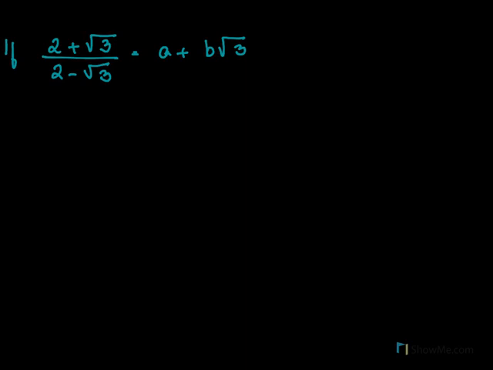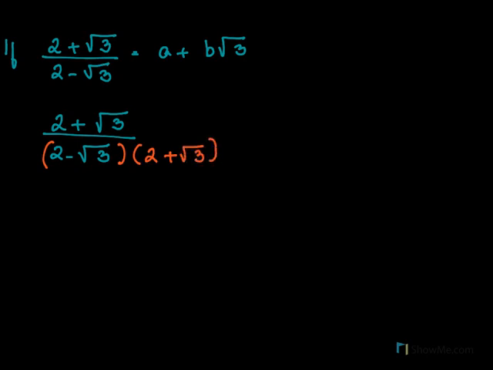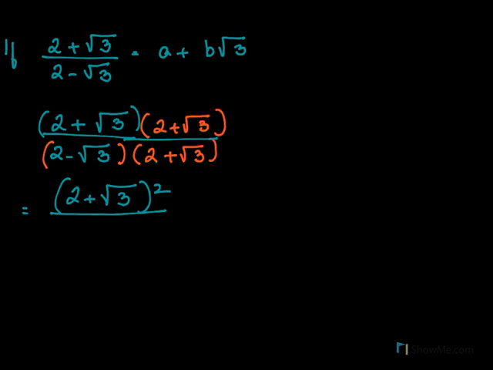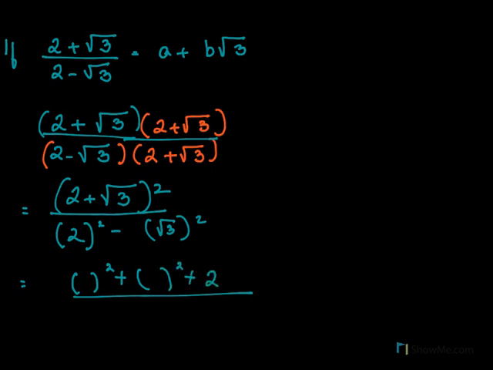2 plus under root 3 over 2 minus under root 3 equal to a plus b under root 3. So we have 2 plus under root 3 over 2 minus under root 3. We need to rationalize. So here is a plus b. Rationalizing factor is a minus b. So in the numerator, we have 2 plus root 3 the whole square. And in the denominator, a plus b into a minus b, a square minus b square. That is 2 and under root 3. In the numerator now, a plus b the whole square is a square plus b square plus 2ab. So it comes 2 here, root 3 is b, 2 is a, root 3 is b. And down we have 4 minus 3. So 2 square is 4, root 3 square is 3, plus 4 root 3 over 1.